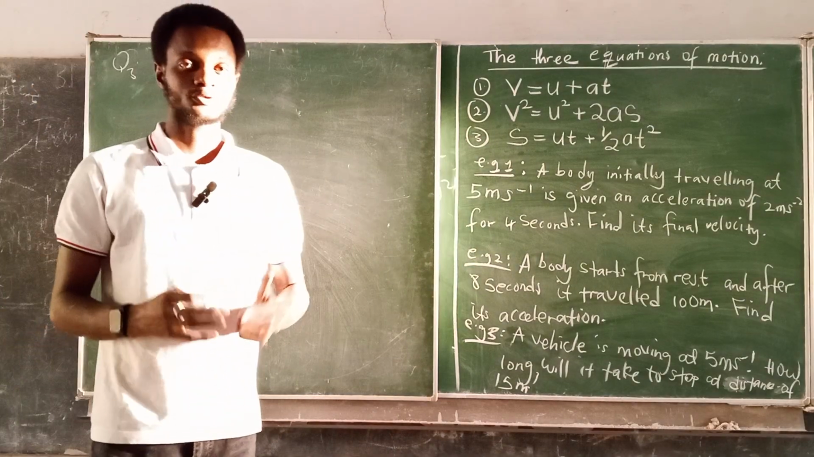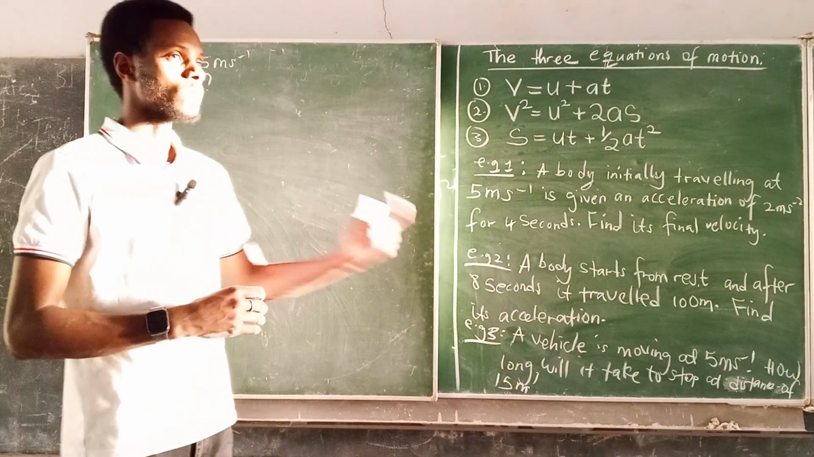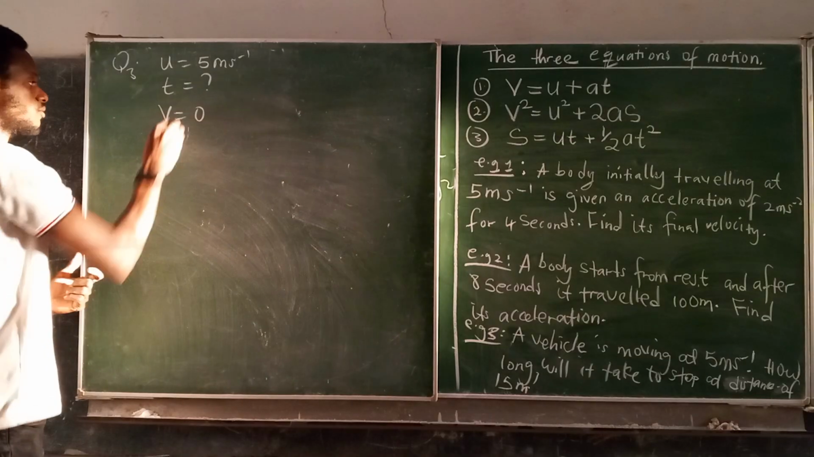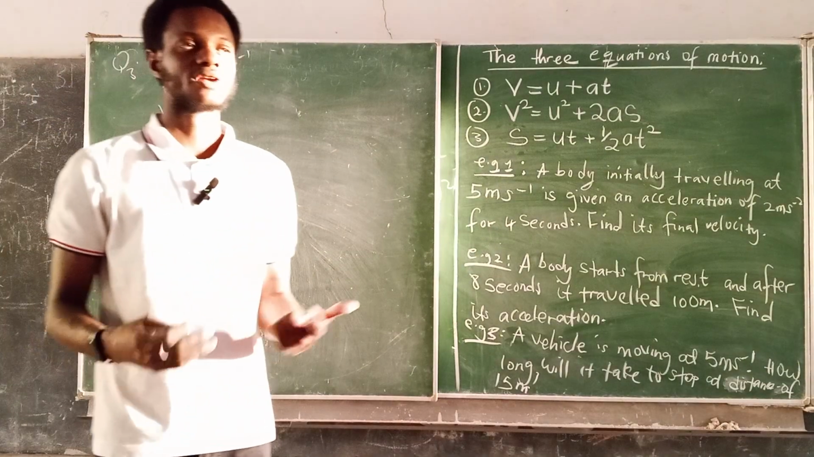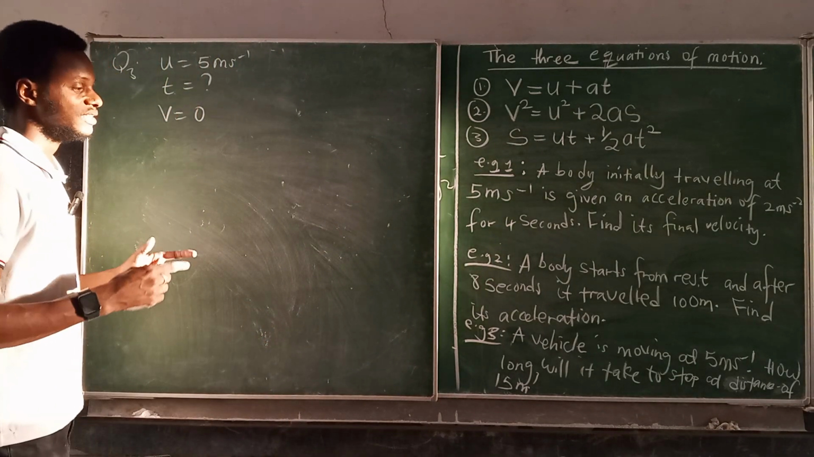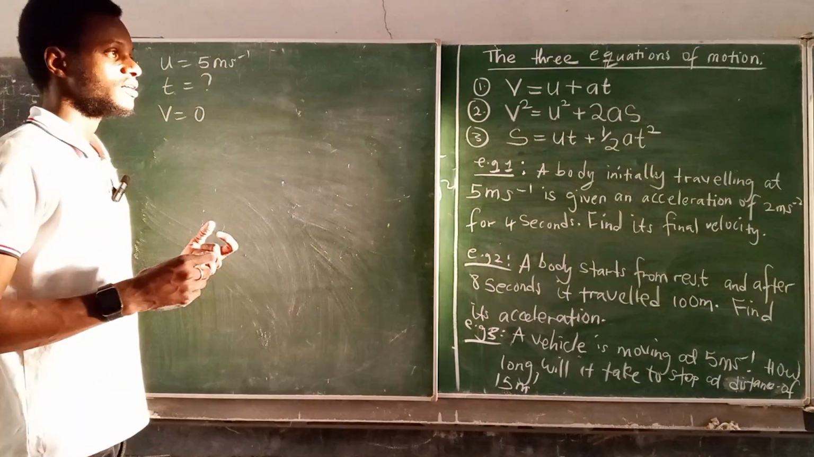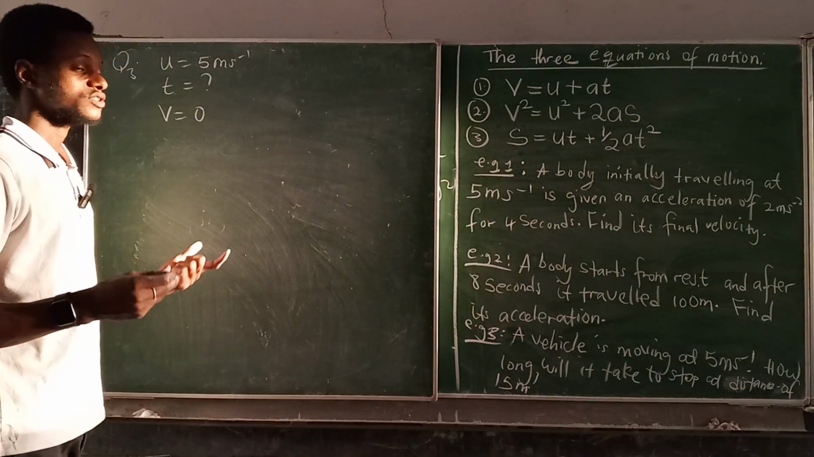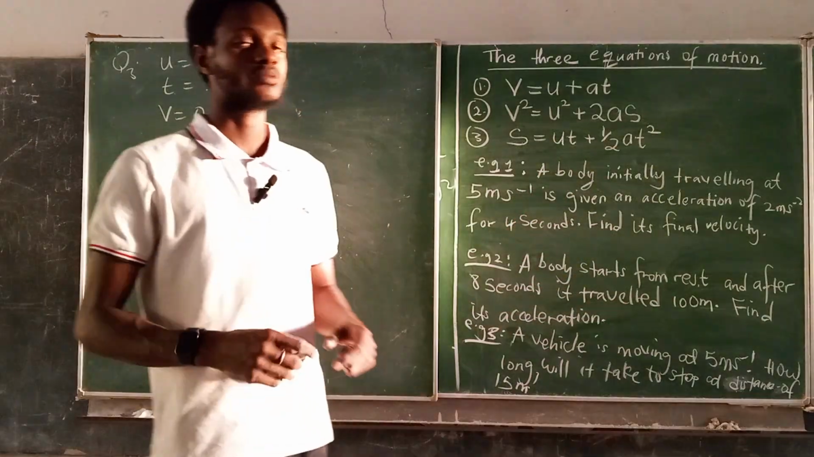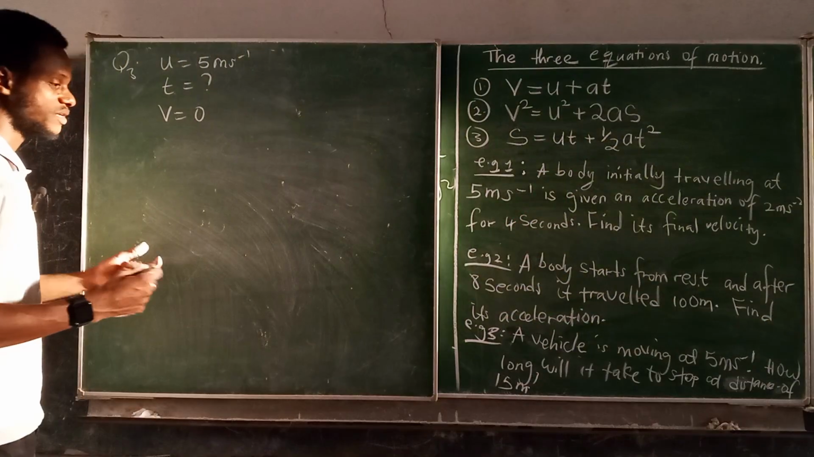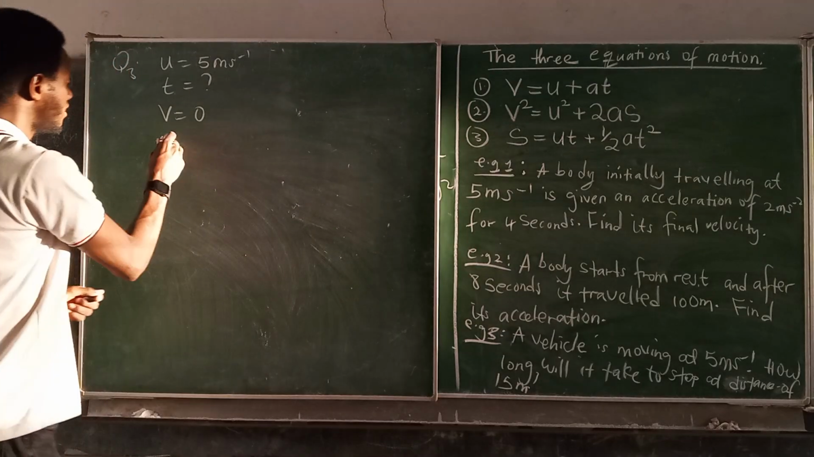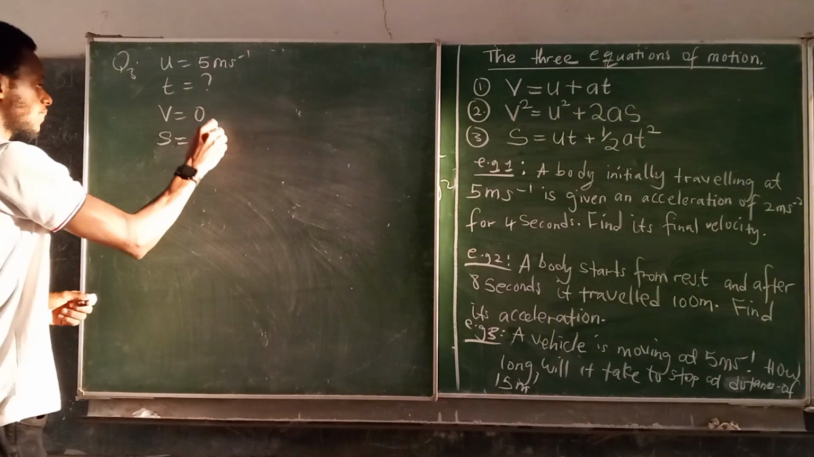Another very important point to note: whenever a question says stop, it means the final velocity is going to be 0, because when the object stops moving, the velocity is 0. This leads us to the determination of the acceleration. Acceleration is going to be negative because the vehicle is going to stop, so it must be retardation, a negative acceleration. And the distance is given as 15 meters.